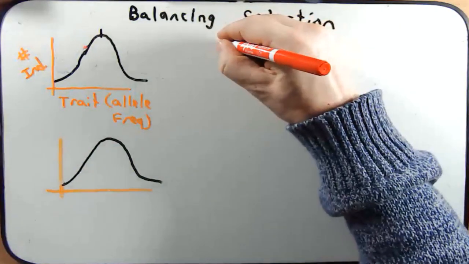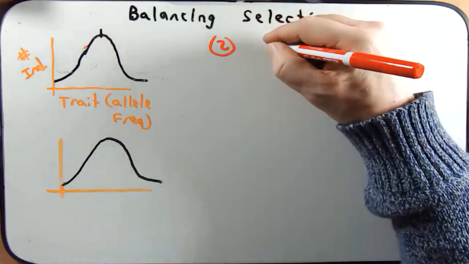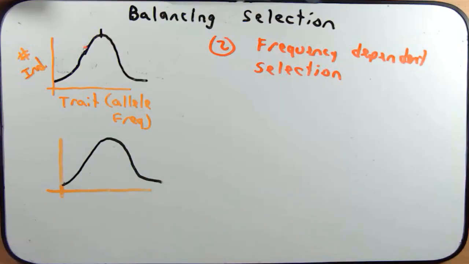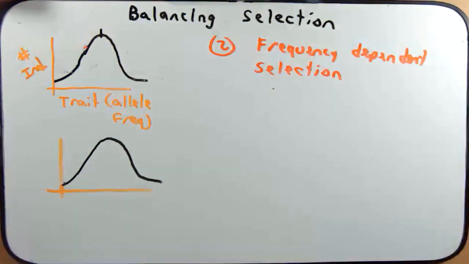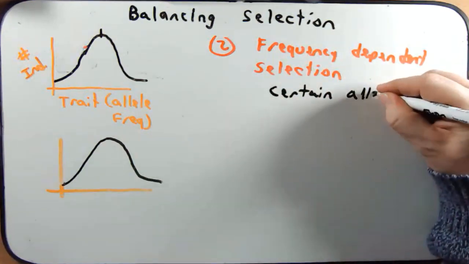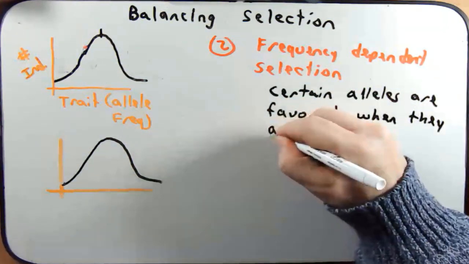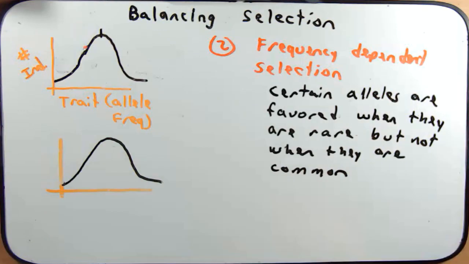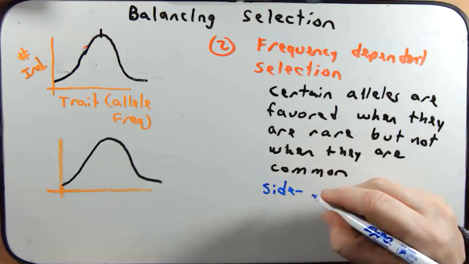The second example of balancing selection occurs when there is something we call frequency-dependent selection. So we see frequency-dependent selection when certain alleles are favored when they are rare, but not necessarily when they are common. A good example of this is seen with lizards found in the Pacific Northwest, and we're going to call them side-blotched lizards.